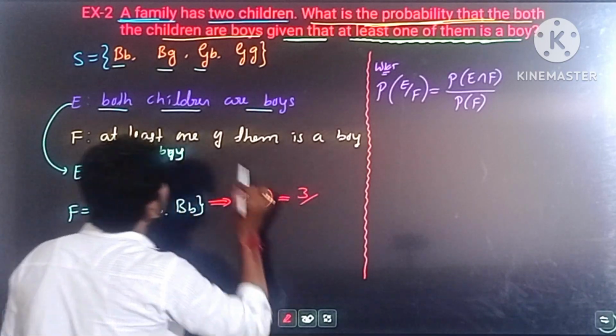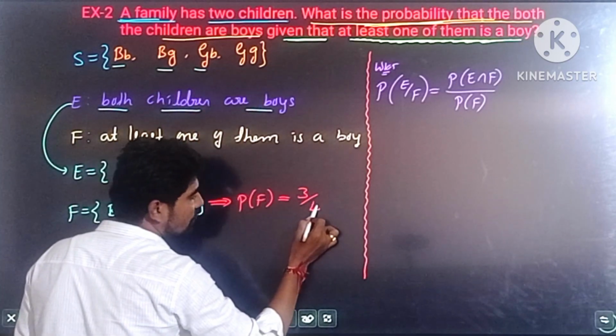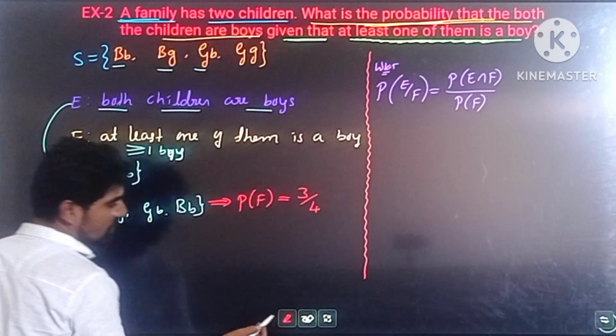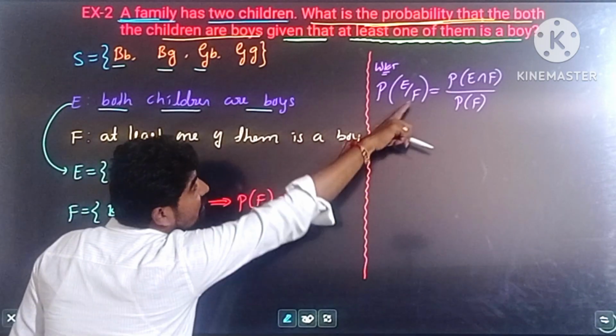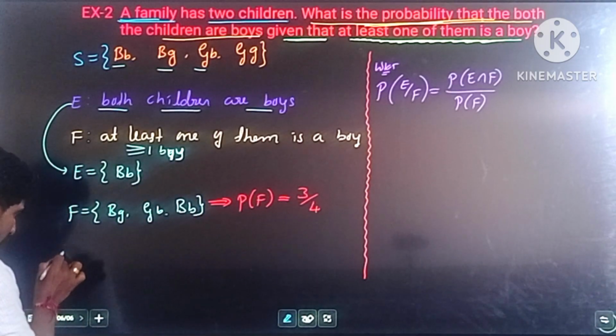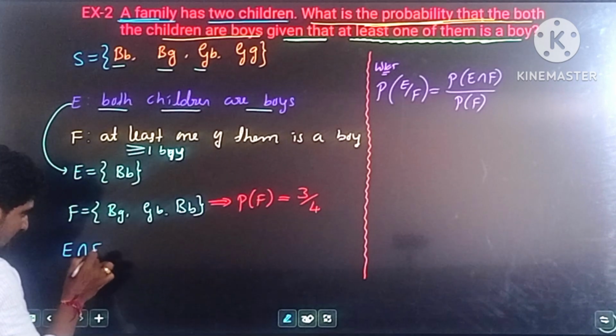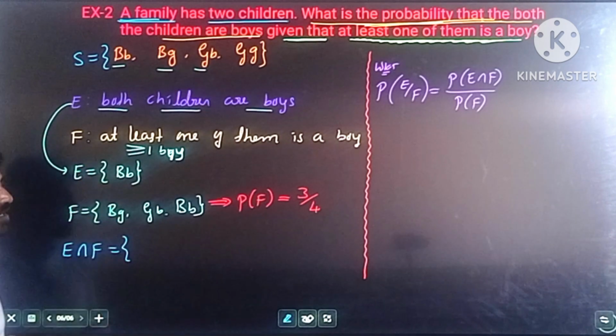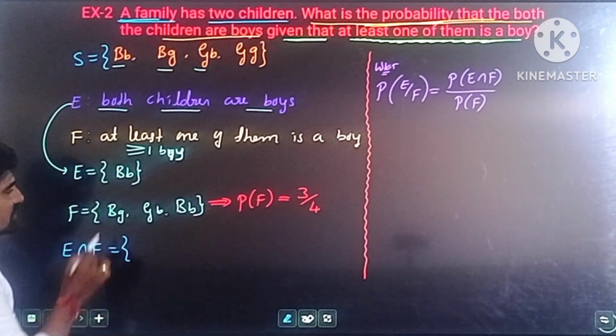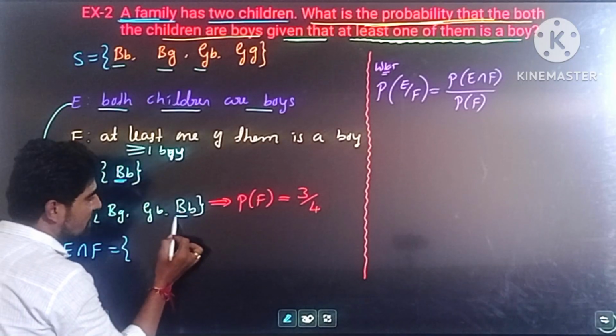So 3 divided by total number of outcomes in sample space, which is 4. So 3 by 4 is the probability of F. And we need the probability of E intersection F. Now, what is E intersection F? E intersection F means the common outcomes in the events E and F. That is only one common outcome, that is BB.